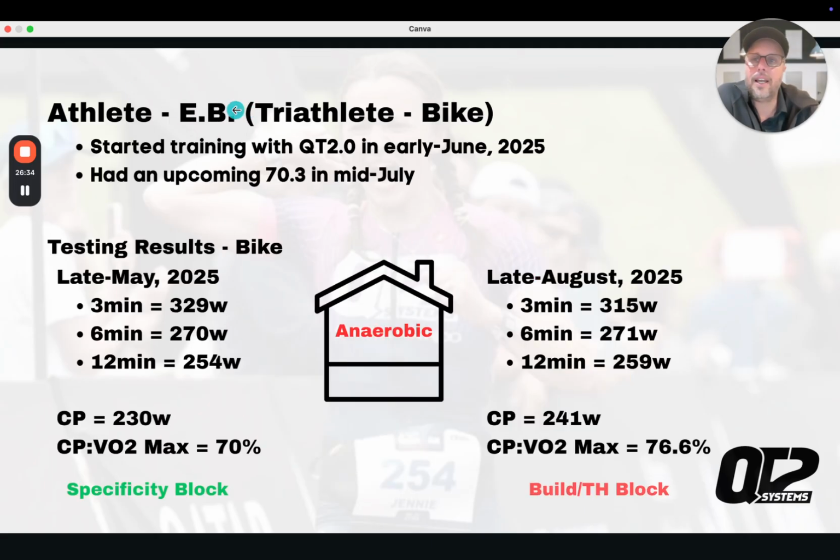All right. Now, athlete EB, who's a triathlete, was going to look at the bike right now. Started training with QT 2.0 in early June of 2025. Had an upcoming 70.3 in mid-July.